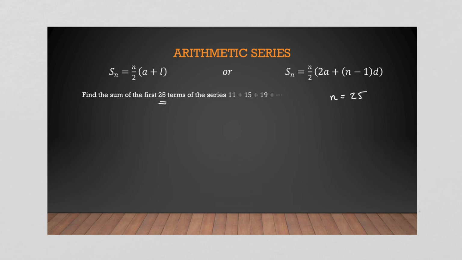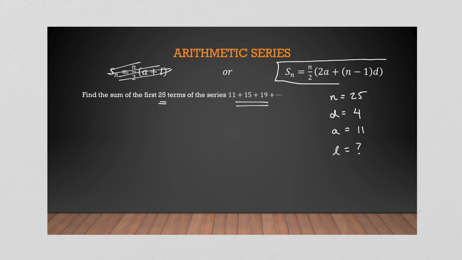Looking at our series, we can see we have a common difference, d, of 4. We can see that we have the a value of 11. We don't know L, so we can't use this one. We're going to use this one. Now you could find L, but let's not worry about it.